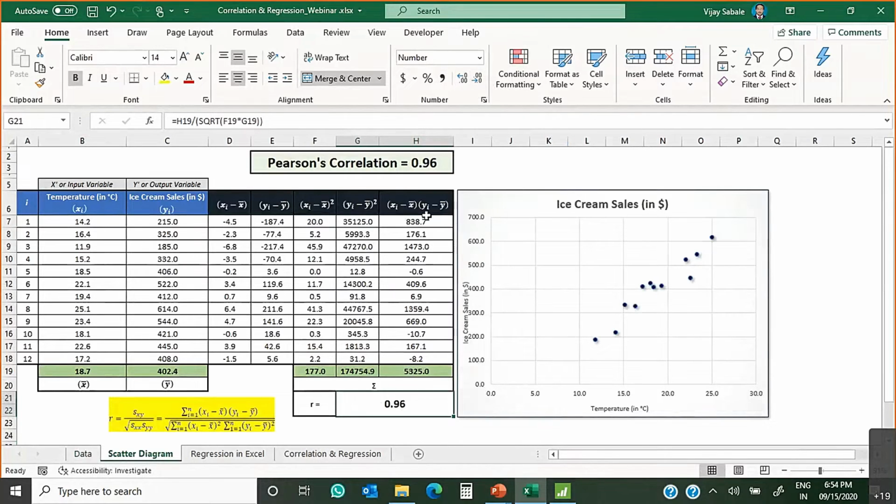Now, from the practical application point of view, it is not required to remember this formula. You can directly go to Excel and type this formula, CORREL, and you can find out the relationship between these two factors, right?